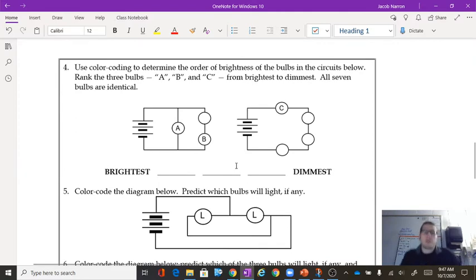Use color coding to determine the order of brightness of the bulbs as seen in the circuit below. Rank the 3 bulbs, A, B, and C, from brightest to dimmest. And it says all 7 bulbs are identical. So one thing that I've talked about before, and I would like to remind you all about again as soon as my tablet decides to wake back up.